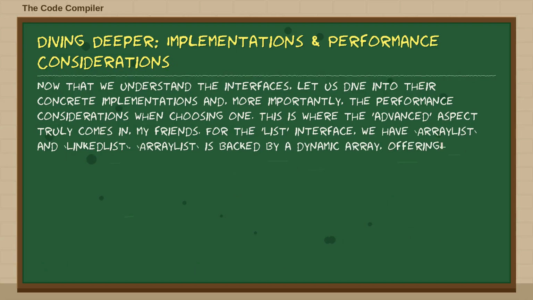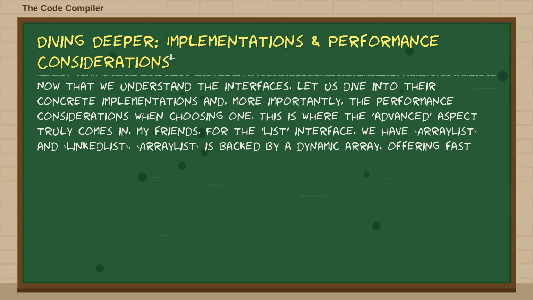ArrayList is backed by a dynamic array, offering fast random access but slower insertions and deletions in the middle. LinkedList, using a doubly linked list, excels at insertions and deletions but is slower for random access.